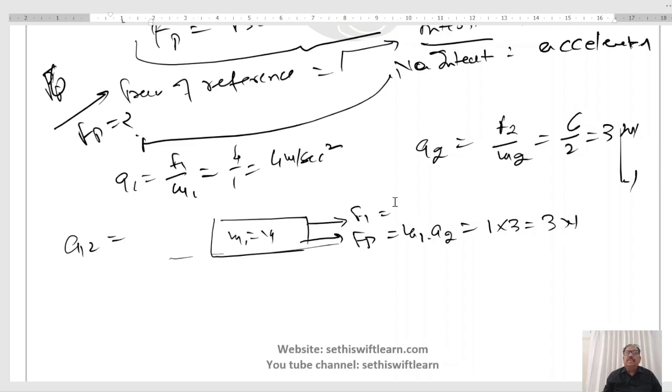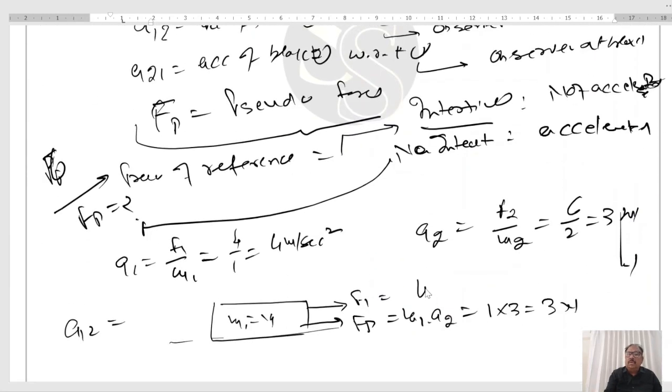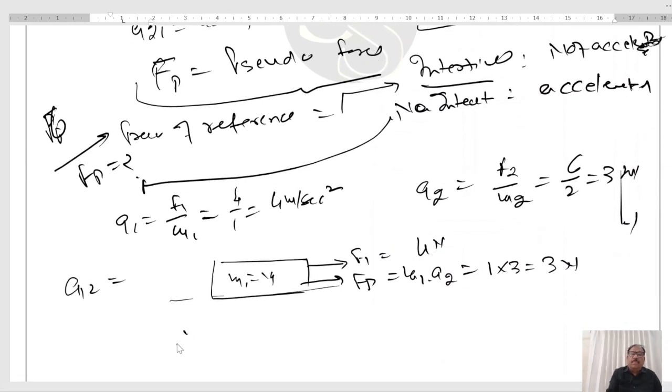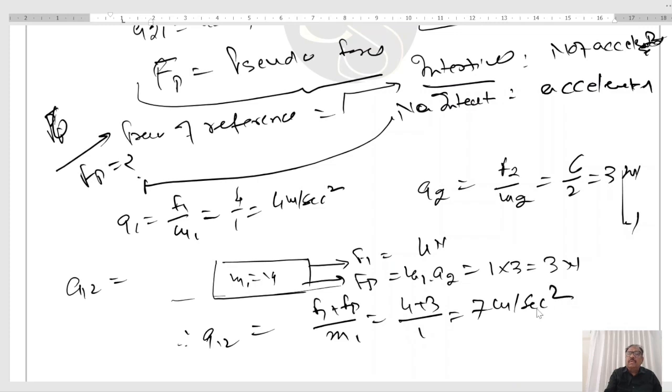F1 is 4 Newton, right? So this is the pseudo force. Therefore, A12 will be equal to F1 plus Fp divided by M1. On simplification, 4 plus 3 divided by 1, that is 7 meter per second square.